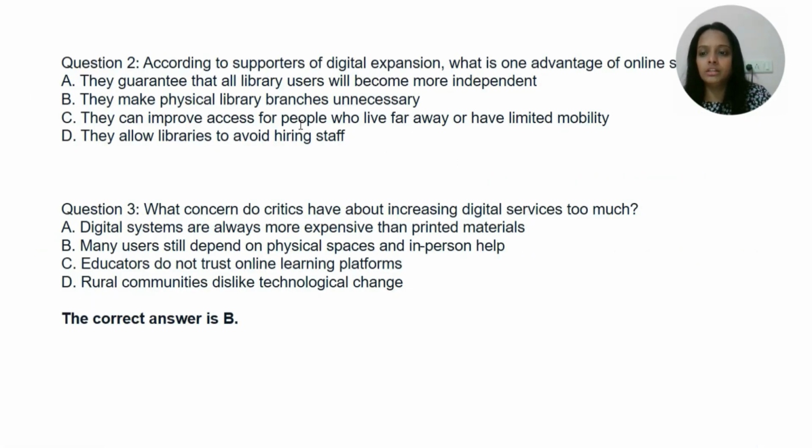And the third question, what concern do critics have about increasing digital services too much? The right option is option B, because paragraph 3, if you go back and see, says not everyone has reliable internet access or feels comfortable using technology. And it says libraries are also community spaces where people study, attend programs, and seek personal assistance. So that is exactly given in B. So that's the right option.